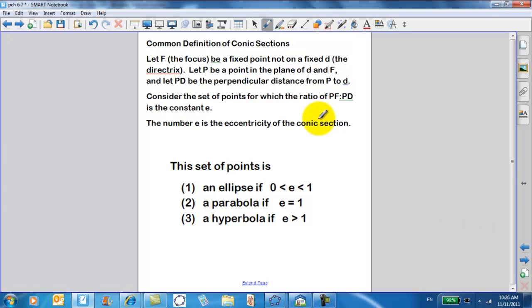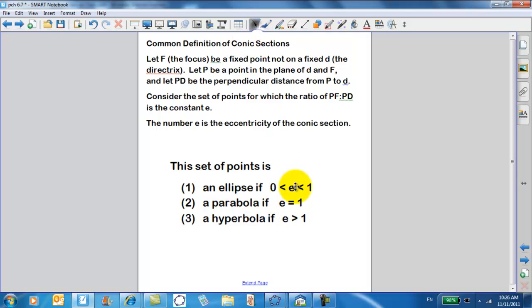Now, here's the common definition of a conic section. Let F be the focus, a fixed point, and let D be a fixed line, the directrix. Let P be a point in the plane of D and F, and consider the set of points for which the ratio of PF to PD is the constant e. We call this e the eccentricity of the conic section, and depending on its value, it will determine what type of conic section you have.